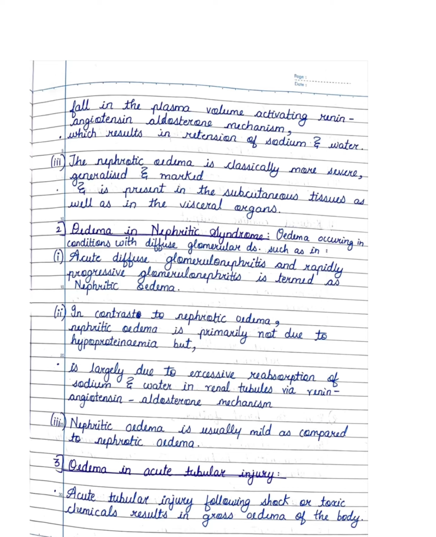Second, edema in nephritic syndrome. Edema occurring in conditions with diffuse glomerular disease, such as acute diffuse glomerulonephritis and rapidly progressive glomerulonephritis, is termed nephritic edema. In contrast to nephrotic edema, nephritic edema is primarily not due to hypoproteinemia but is largely due to excessive reabsorption of sodium and water in renal tubules via the renin-angiotensin-aldosterone mechanism. Nephritic edema is usually mild as compared to nephrotic edema. Edema in acute tubular injury. Acute tubular injury following shock or toxic chemical results in gross edema of the body.